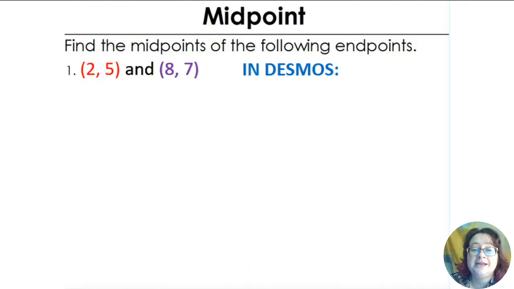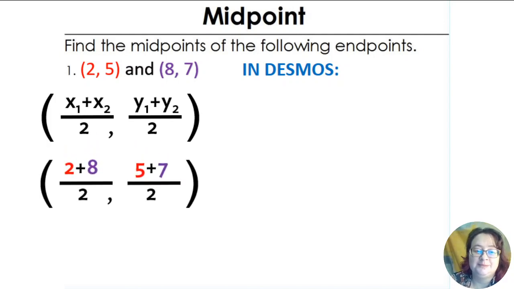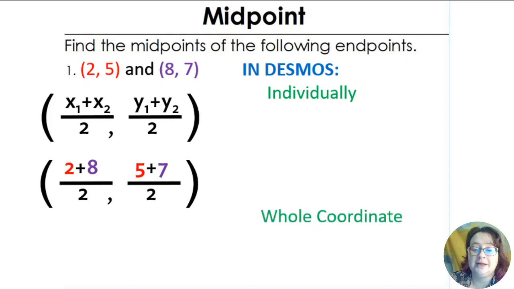Now, we can put this in Desmos. So we have our midpoint for the following endpoints, (2, 5) and (8, 7). I have my formula, x sub 1 plus x sub 2 over 2, y sub 1 plus y sub 2 over 2. So I'm adding my x values, 2 and 8, and dividing by 2, and my y values, 5 and 7, and then dividing by 2. In Desmos, I've got a couple of options actually. I can put them in individually, or I can put in the whole coordinate. Let's take a look at both methods.